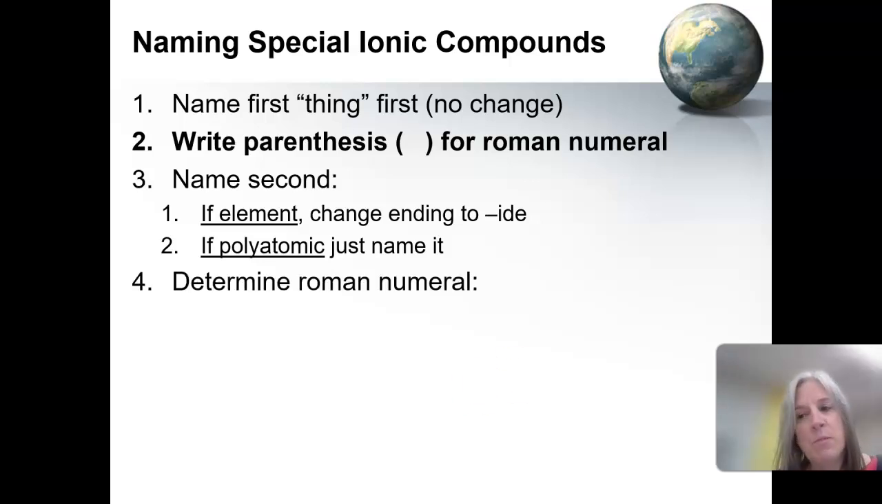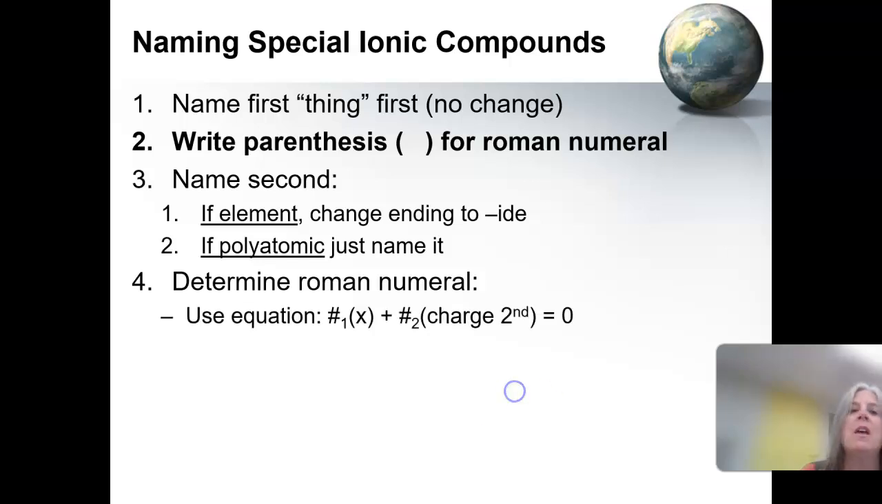Now, what goes in the parentheses? That's the Roman numeral. Remember, the Roman numeral represents the charge on that element, that first element, the metal. So this is the equation. Write this equation down, and then I'm going to explain it. #1 times X plus #2 times the charge on the second equals 0. So write it down, and let's talk about what this means. So the little hashtags, when I was younger, it wasn't a hashtag, it was called the number sign.